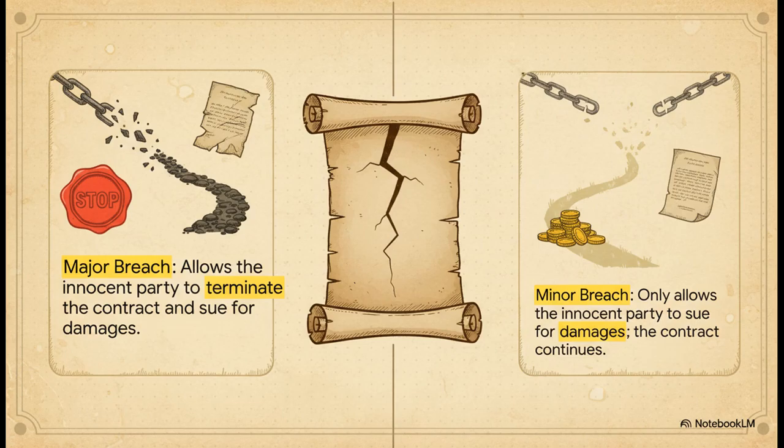If we're looking at a breach of contract, we have to ask, was it major or was it minor? Because look at the difference. A major breach lets you end the contract. A minor one doesn't. The analysis completely changes the outcome.